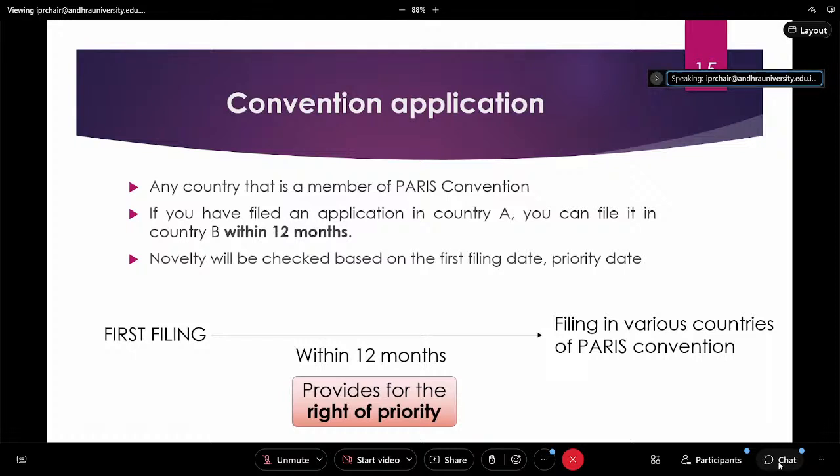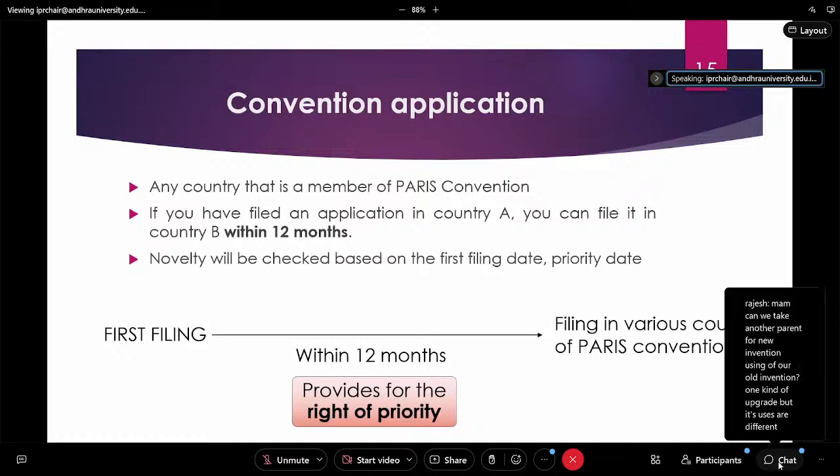Most of the time, if you don't remember what can be the timeline, it is basically 12 months. If you have filed one provisional specification, we have 12 months of window time to file the complete specification. If you have filed in one convention country, you have 12 months of time to file in the next convention country. So just remember 12 months, it's very easy, but don't write it 1 year, we just call it 12 months.